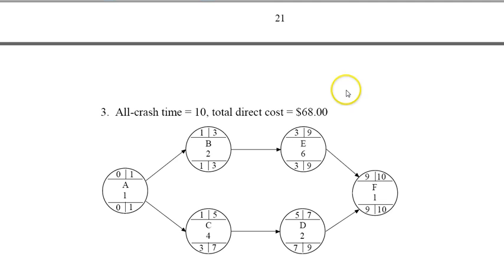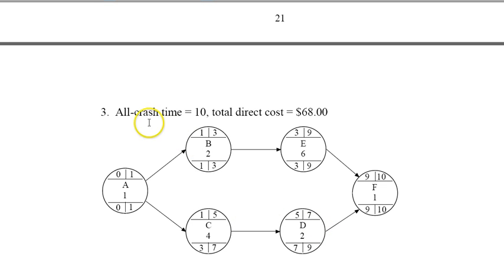So if this is the project with the crash times 1, 2, 4, 2, 6, and 1, these are critical. This is a critical activity, this is a critical activity, and this is a critical activity because their slacks are zeros. So this would be a critical path: 1 plus 2, 3 plus 6, 9 plus 1, 10. So the all-crash time would be 10, and we know the crash cost is $68. I still have a slack of 2 here, so that's not on the critical path.